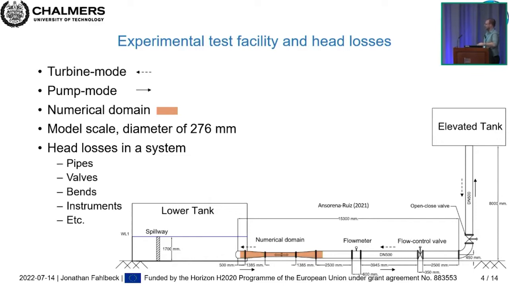You can see down here the size of the numerical domain. If we compare to the full experimental system, we will have a number of different components that we do not consider in the simulation itself. For instance, we will have valves, bends, entrance and exit effects. All this will affect the overall system balance between pressure and flow rate. So in order to account for this, we need to include all these.